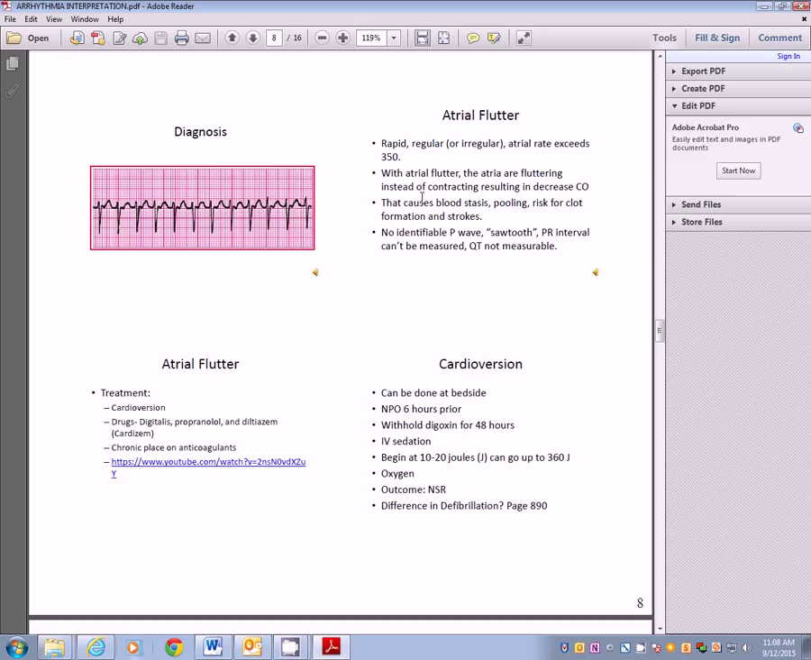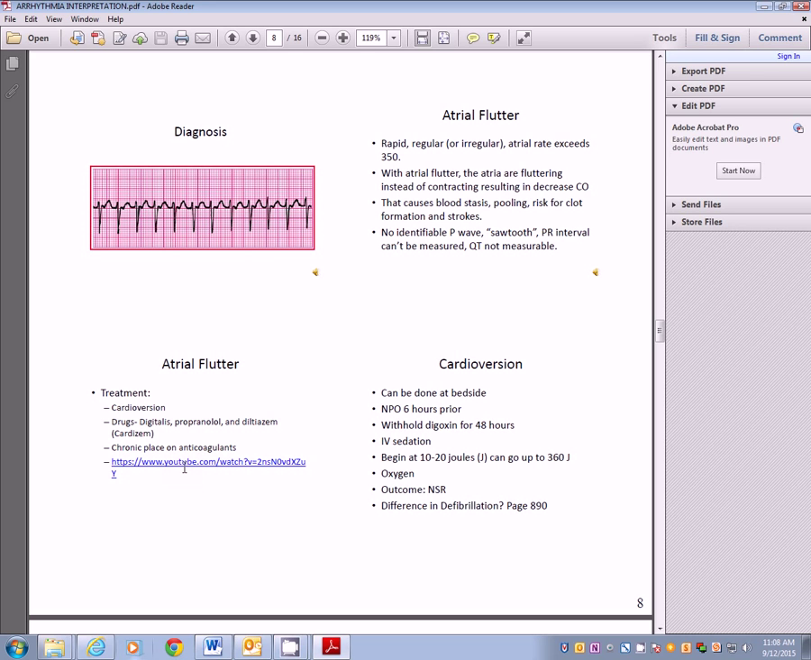There's no identifiable P waves with atrial flutter. Instead, you get what's called the sawtooth appearance. Okay. The PR interval cannot be measured, and the QT cannot be measured. Atrial flutter, the treatment is cardioversion. There are medications that you give, DIG, propranolol, and cardizem. If they are chronic in atrial flutter and they can't get out of it, then they put them on anticoagulants because of this blood stasis and pooling at risk for clots and stroke.